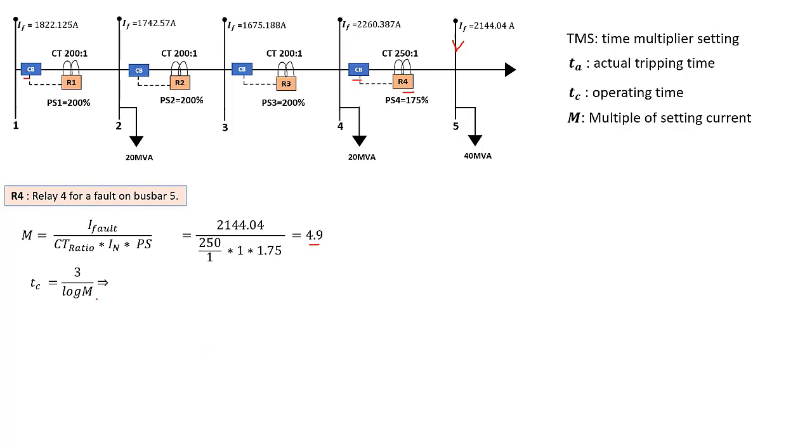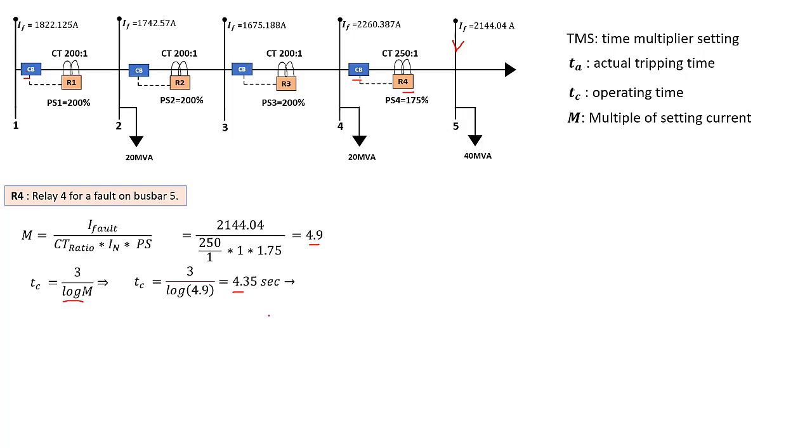The next thing is to calculate TC. If you watch my IDMT tutorial, we talk about the different standards for TC. This TC is related to the characteristics curve for your IDMT relay. TC is equal to 3 over log M for the standard characteristics. You already calculated M, so you can just replace it in the formula, and you find that TC is equal to 4.35 seconds. So that is the operating time of that IDMT relay.